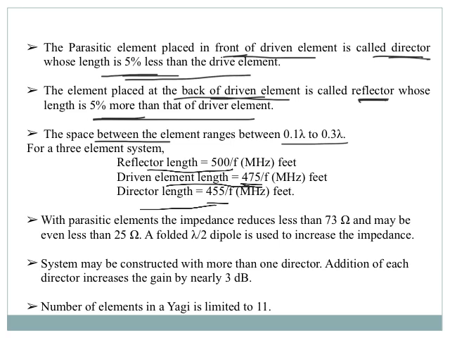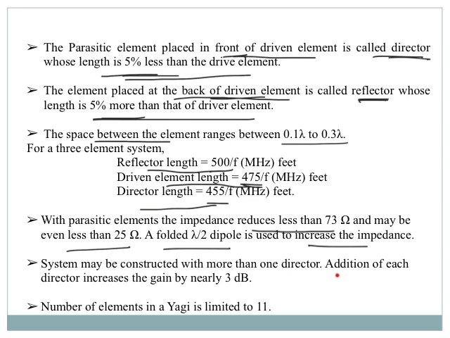Now, with these parasitic elements, the impedance reduces less than 73 ohms and may be even less than 25 ohms. And in order to increase the impedance, a folded lambda by 2 dipole can be used. And whenever we use a folded lambda by 2 dipole, this impedance can be increased. And the system may be constructed with more than one director.